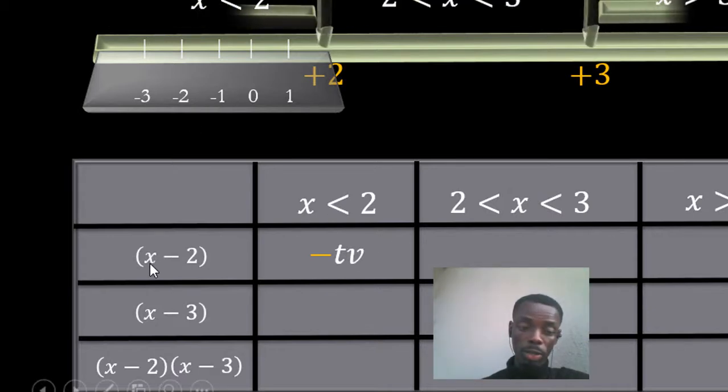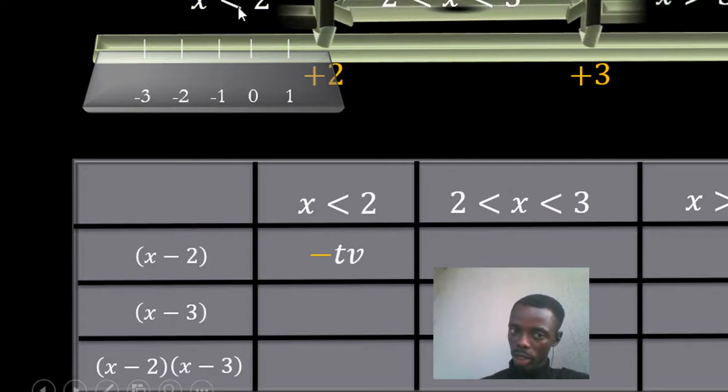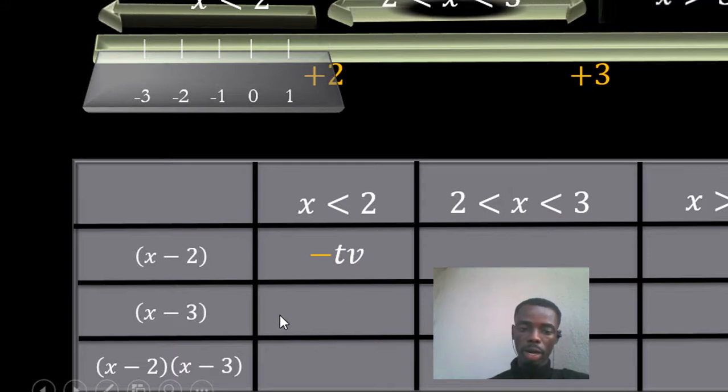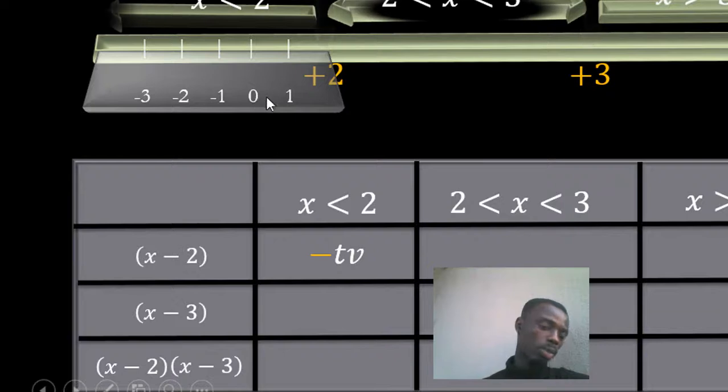Now coming to the second row here. Pick any of these values as well. Minus 3, minus 2, minus 1, 0, and 1. Pick any of them. Use any of them in place of x here. So let's say 0 again.